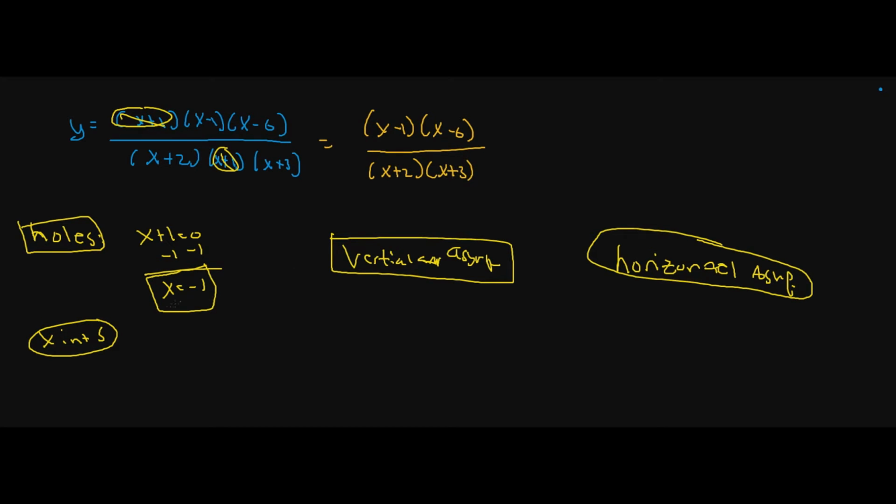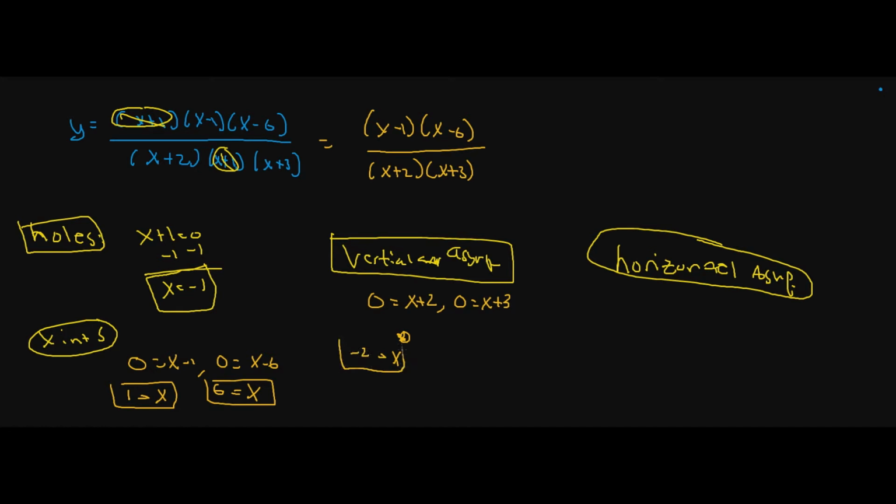Okay, so to find my x-intercepts, I set the numerator equal to 0, and I'll set those factors individually. We get x equals 1 because we add 1 to both sides, and x equals 6 because we add 6 to both sides. For the vertical asymptotes, set the bottom equal to 0. Do the same thing. Subtract 2 on both sides and we get x equals negative 2. And over here, we get x equals negative 3.